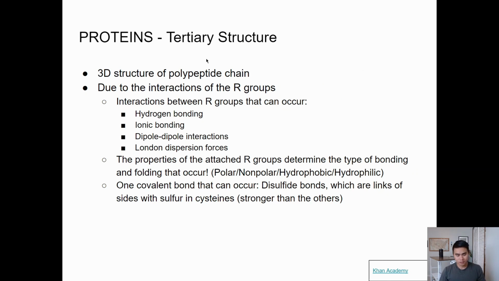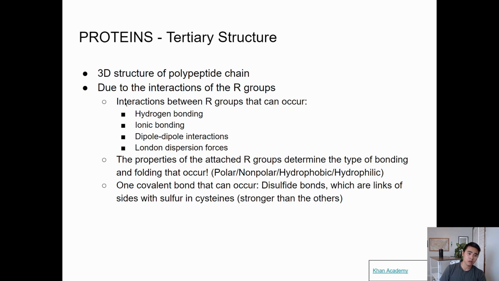All right, tertiary structure. So this is a 3D structure of a polypeptide chain. The importance of the R groups can't be understated. The interactions of the R groups are what allow for the tertiary structure. And the interactions have different types of bonds because remember the R groups have different properties. So the bonds occur based off of what R group it is.